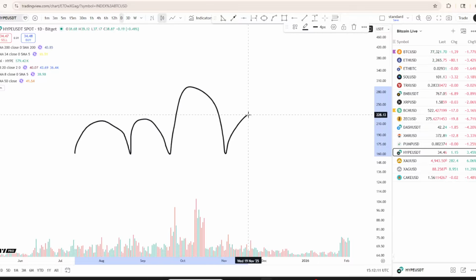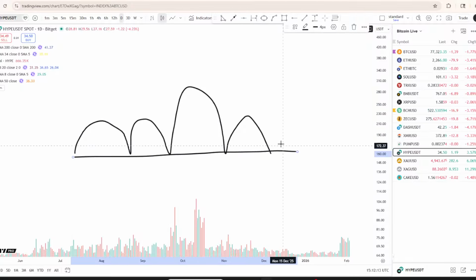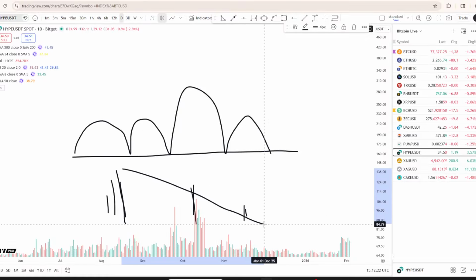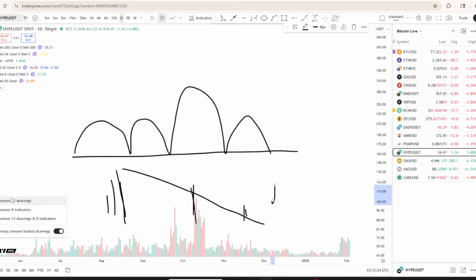You're going to look for a well-defined, ideally horizontal neck baseline. You can look for clues on volume, most volume on the left shoulder, a little bit less in the head, and even less in the right shoulder, and then the volume trend breaks when it breaks out or breaks down.